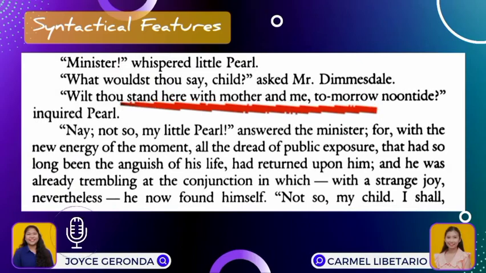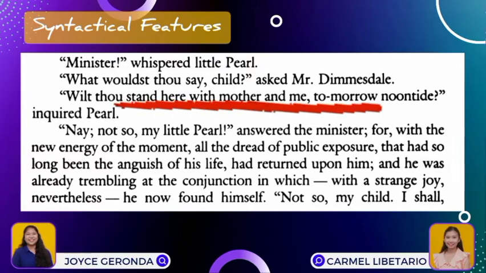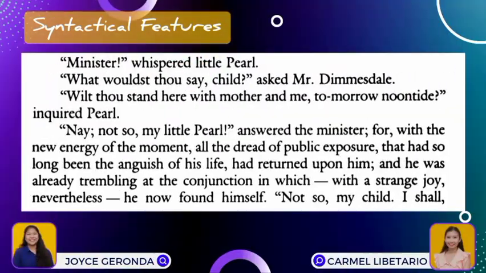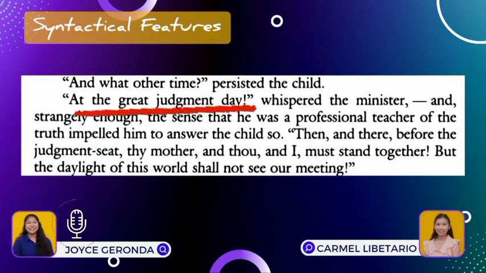Sentence 10 is an example of interrogative sentence found here. Wilt thou stand here with mother and me tomorrow noontide? The first sentence, come up hither, Hester, thou and little Pearl, is an imperative sentence. Lastly, the sentence, at the great judgment day, is an exclamatory. Aside from that, we can observe other syntactical features in this text.